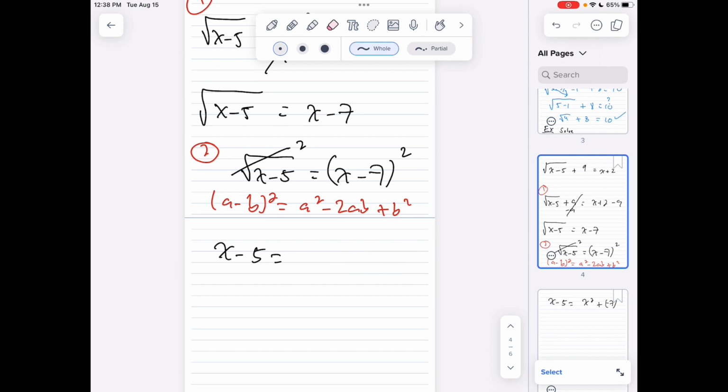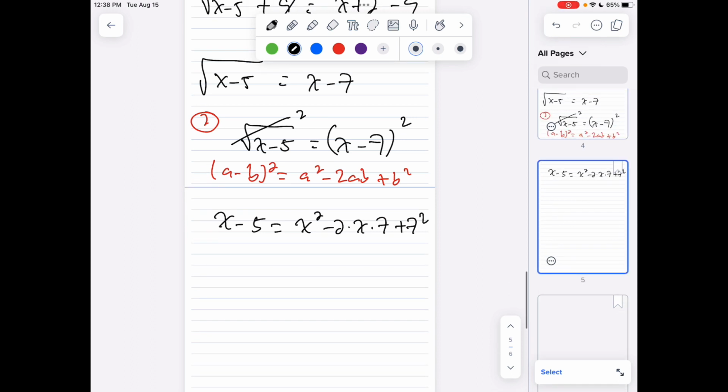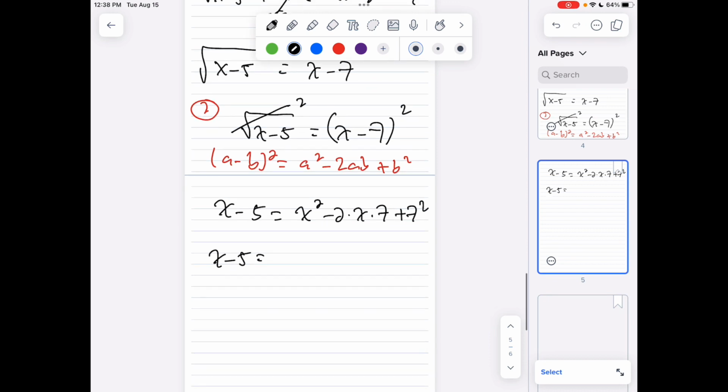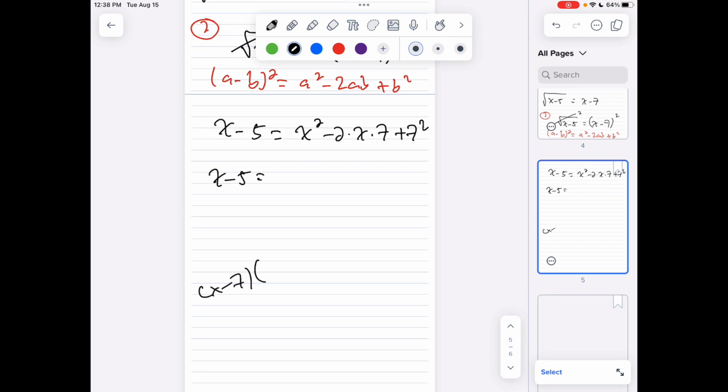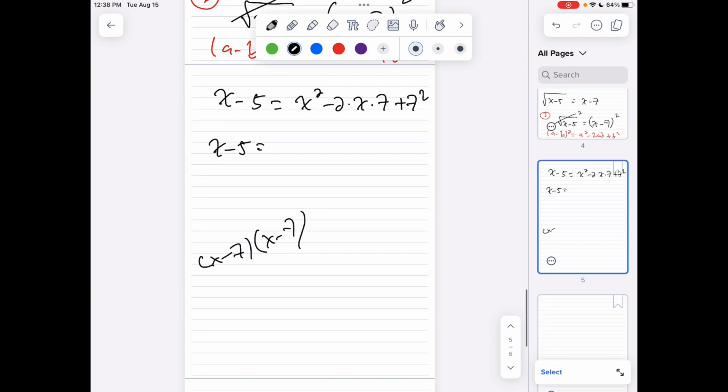So in our case, the a would be x, so it's going to be x squared minus 2 times x, and b is 7, plus 7 squared. Okay. Now, if you don't like that, you could FOIL that out. You could first of all write x minus 7 as x minus 7 times x minus 7, and then FOIL that out, etc. That's another way to do it.